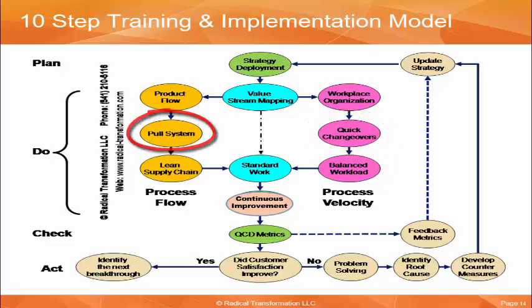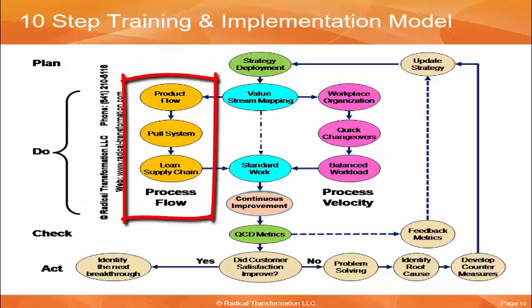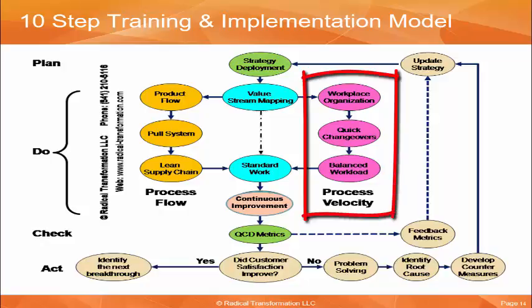Step 6 is a pull system. Step 7 is balance the workload. Step 8 is developing standard work. Step 9 is continuous improvement. Step 10 is the lean supply chain. Some of them may seem like they're out of the step, but when you look at the model, it's this way for a reason. If you look at the 3 yellow-colored ellipses, you'll actually see that that's about improving process flow. And when you go over to the other side with the lavender or magenta color, that's actually process velocity that you're trying to improve through those 3 actions.